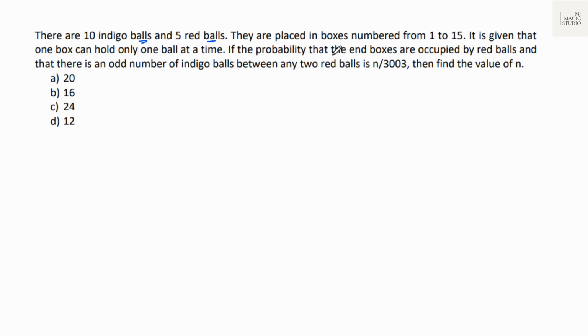If the probability that the end boxes are occupied by red balls, suppose these are boxes number 1, 2, 3, 4, 5, 6, 7, 8, 9, 10, 11, 12, 13, 14 and 15. So box number 1 and box number 15 are occupied by red balls, and that there is an odd number of indigo balls between any two red balls, is n by 3003, then what is the value of n? First of all, how many total cases are possible?